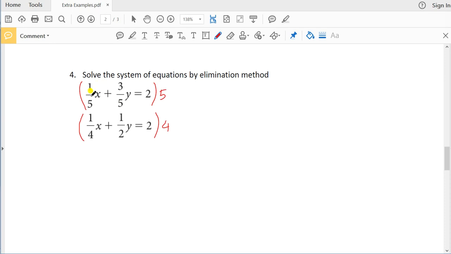So 5, when you multiply to here, it will cancel with the 5 on the bottom. So here you only have x on the top. 5, when you multiply to here, it will take away the 5 at the bottom. You have 3y left. And 5 times 2 here is 10. Doing the same thing to the second one. When you have 4 multiplied to here, it will cancel with the 4 here. You have x left. 4 multiplied to here, which is 4. 4 divided by 2 at the bottom gives you 2y. And 4 times 2 is 8.